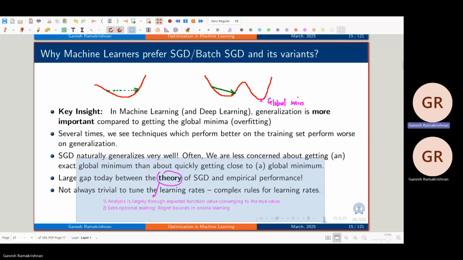Of course, there's still a large gap between the theory of stochastic gradient and empirical performance. So that's still a big problem. Okay, I think there are plenty of research topics and maybe PhDs here. Most of the analysis, as you saw, is basically through expected function converging to true value. So of course, you should also look at regret bounds in online learning. I won't be doing that, since we said we'll move away from too much analysis. But Professor Vivek Borkar does a lot of regret bound analysis.